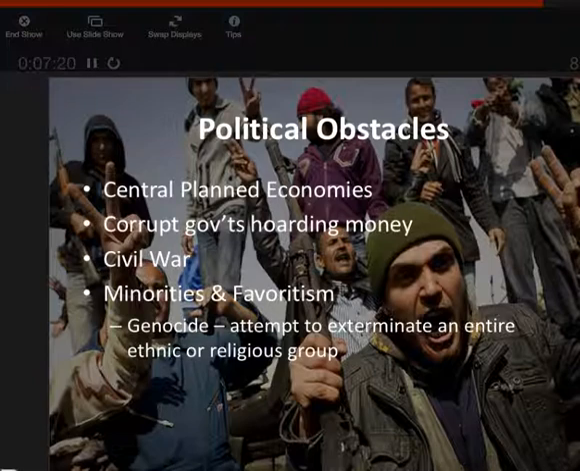So these centrally planned economies that we find, they're often in poverty because they don't have the structure that we have here. Plus, the governments are corrupt, just hoarding the money. Unfortunately, a lot of money that is donated to these countries is taken by the government and held on to it.